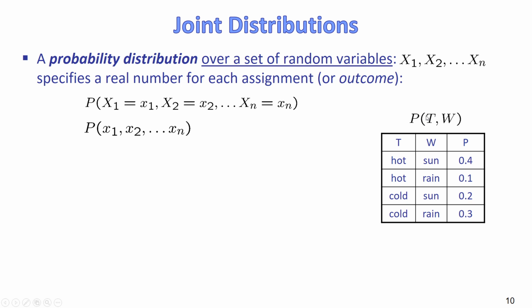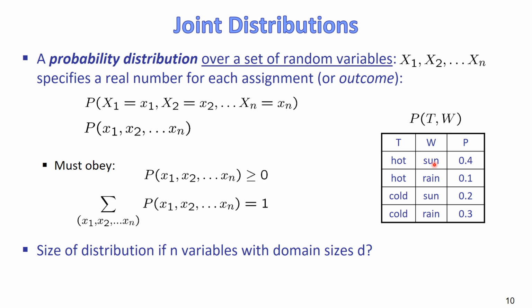Okay, so here, for example, we have the joint distribution of the temperature and the weather. So you will see that since we have 2 values for each there, then we have 4 rows. Each row here is called an outcome, okay, because it's a combination of values for both variables, and this is the joint probability of having T to be hot and the weather to be sunny. Okay, so that's the joint distribution.